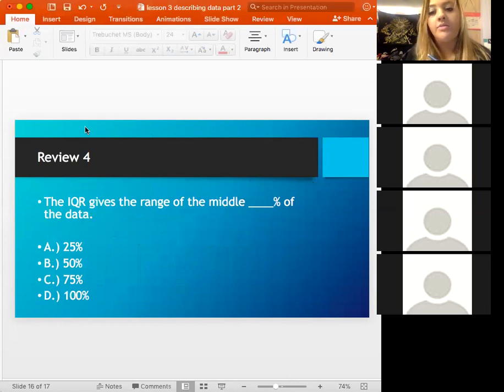So the IQR gives the range of the middle what percent of the data? So going back to some box plots. Guys, go ahead and try this one out and we will review it.